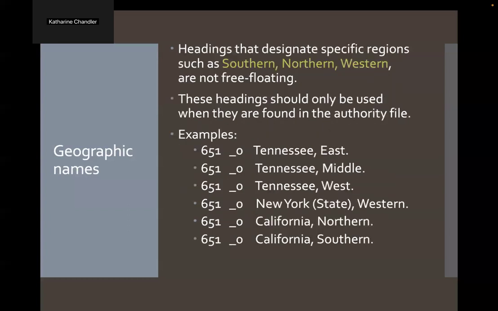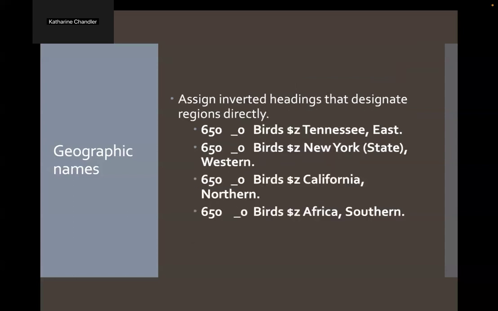Headings that designate specific regions such as northern, southern, western are not free floating. These headings should only be used when they are found in the authority file. Assign inverted headings that designate regions directly.